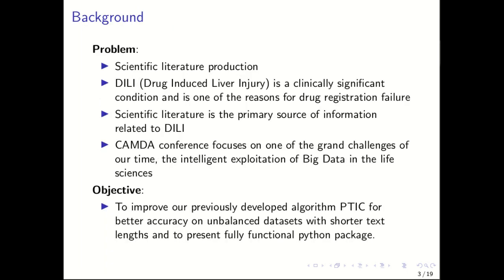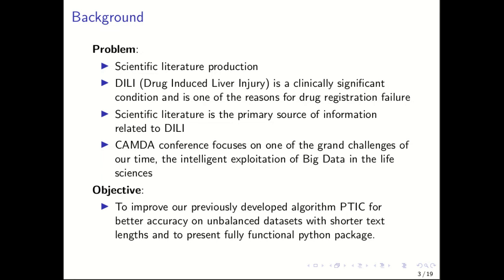So let's start. More and more papers are produced yearly, and it becomes difficult to process this corpora manually to extract relevant information. Drug-induced liver injury is a clinically significant condition and one reason for drug registration failures. For now, the scientific literature is the primary source of information for DILI, according to FDA. Therefore, it will be very beneficial to automate the information extraction process from the documents. This could save hundreds of working hours and speed up the drug discovery process.